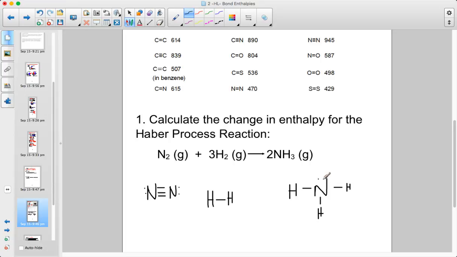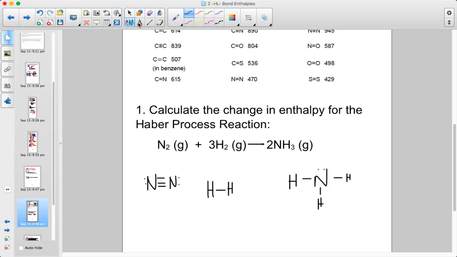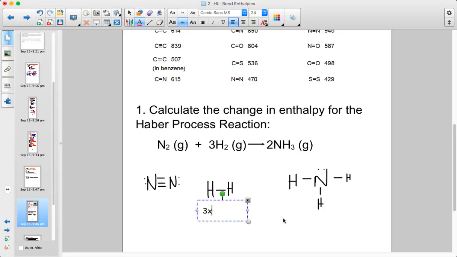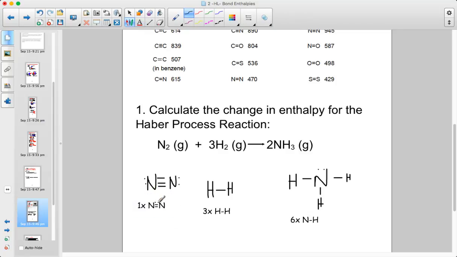And we did it. Awesome. Okay. So you've got one N to N triple bond, and you have 3 of these H to H bonds. So it's also important to remember you're going to need to do this one 3 times. You've got 3 N to H bonds in an ammonia molecule, but you have 2 ammonia molecules. So you're going to have to do 6 times N to H. So we're doing 3 times H to H, and we're doing 1 times N to N. That's a triple, so let me fix that, and I'll add a little dealie in there. Cool. So 1 N to N triple.